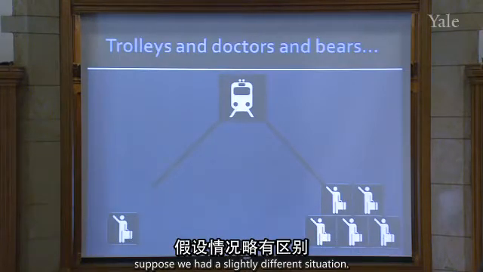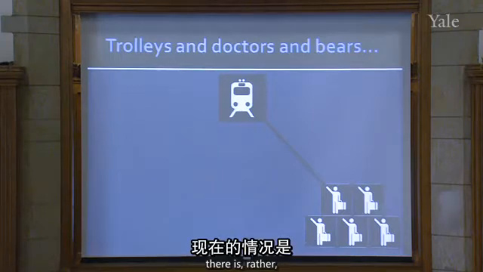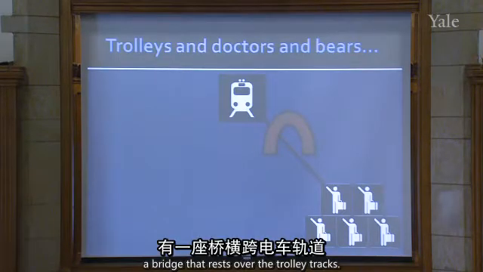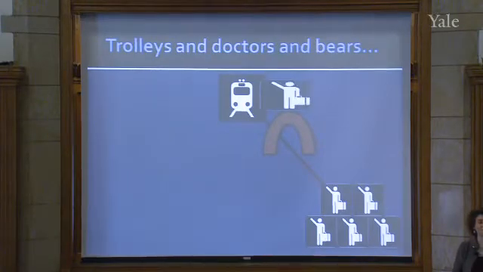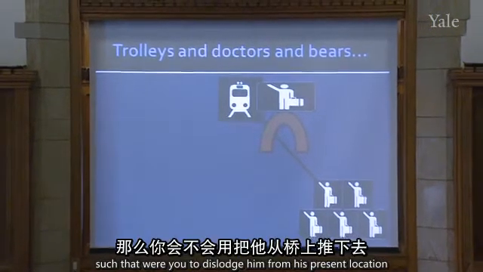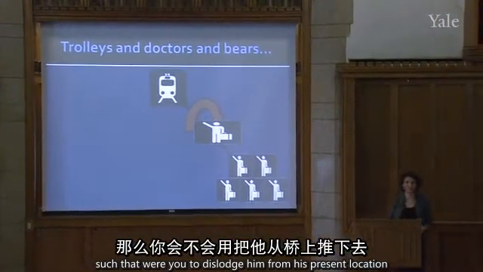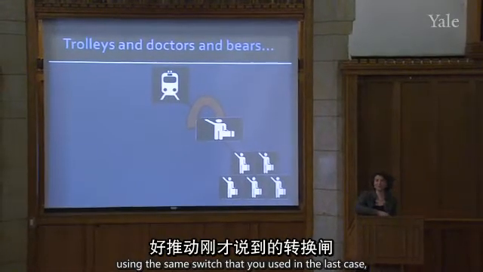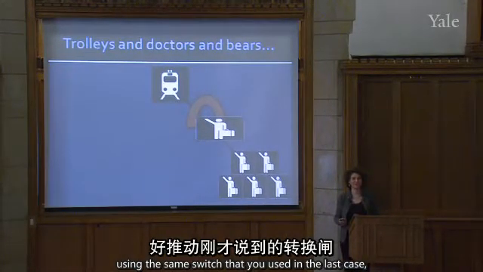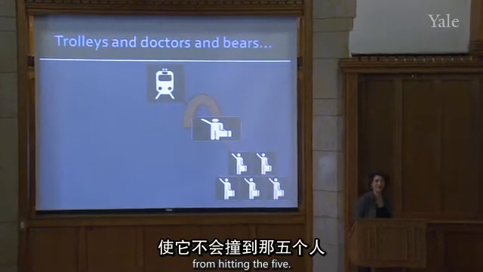Now, suppose we had a slightly different situation. Instead of the 1 person being on the track, there is rather a bridge that rests over the trolley track, and atop the bridge, a large gentleman of ample girth, such that were you to dislodge him from his present location using the same switch that you used in the last case, he would be sufficiently weighty to prevent the trolley from hitting the 5.